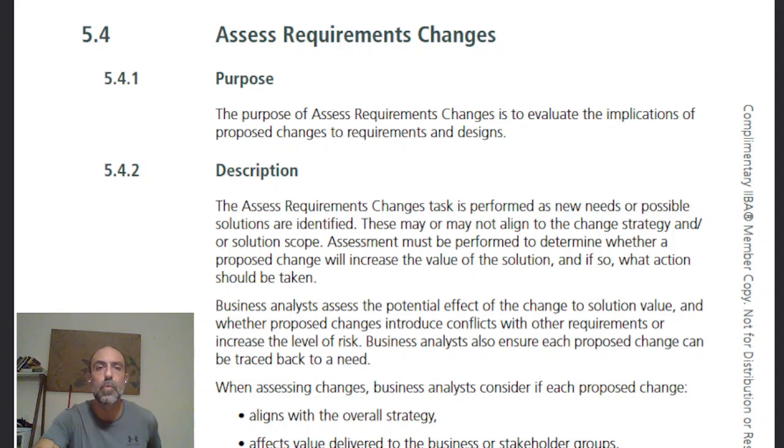All right, my babies, we're back at 5.4, Assess Requirement Changes. I want you guys to remember that literally the name says it all, right?